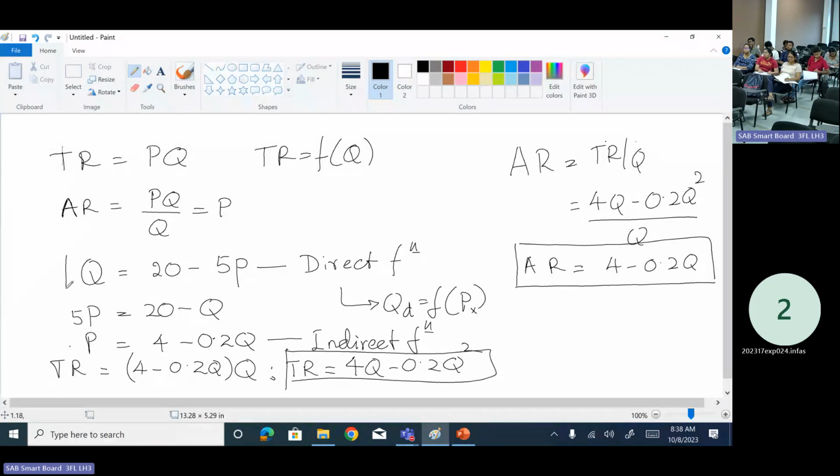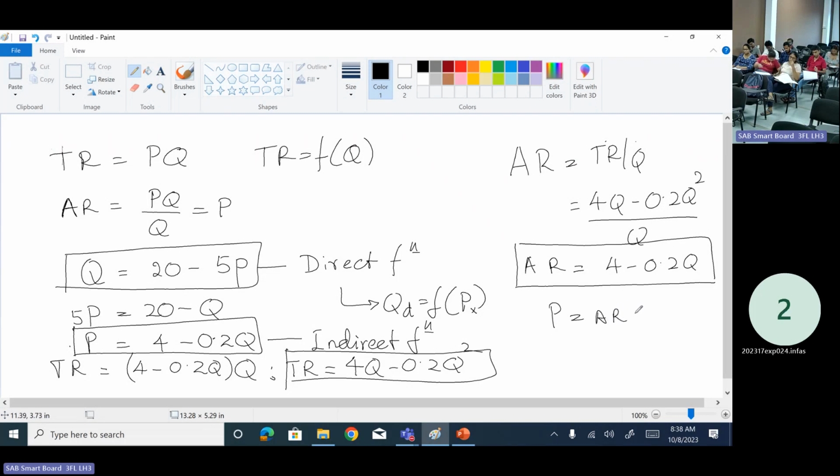So this is the demand function, the direct form: the price equals 4 minus 0.2Q. So the average revenue is also 4 minus 0.2Q, and price equals average revenue. That equals demand. You can see the price equals average revenue.